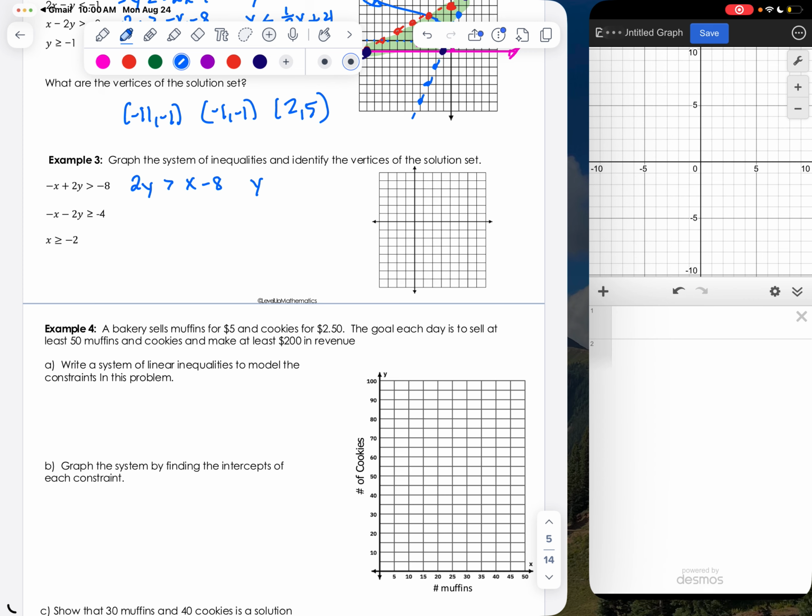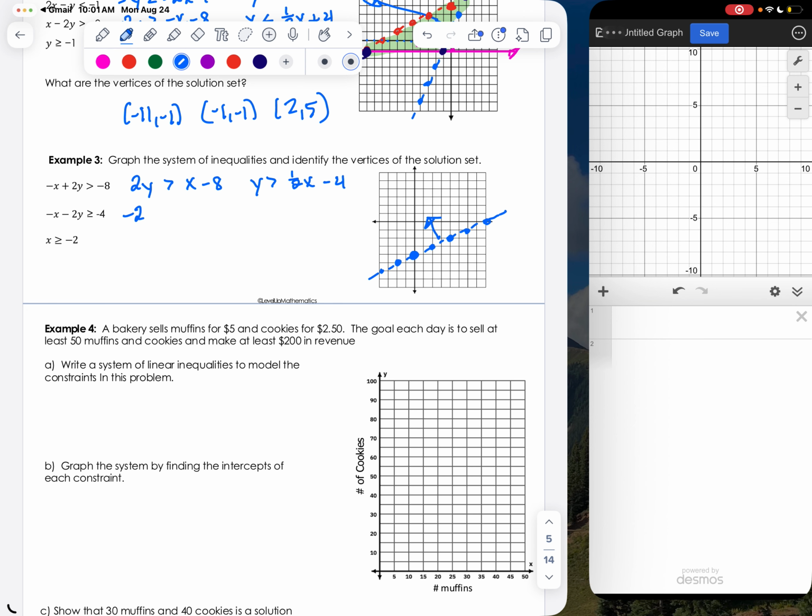Now divide everything by 2. So 1x divided by 2 would be 1/2 x. -8 divided by 2 would be -4. So to plot this, start at -4 on the y-axis, up 1, right 2, up 1, right 2, up 1, right 2, up 1, right 2. Okay, and this will be a dashed line, and we're going to indicate which way to shade. So this was greater than, so we're shading above. Okay, all right, next inequality.